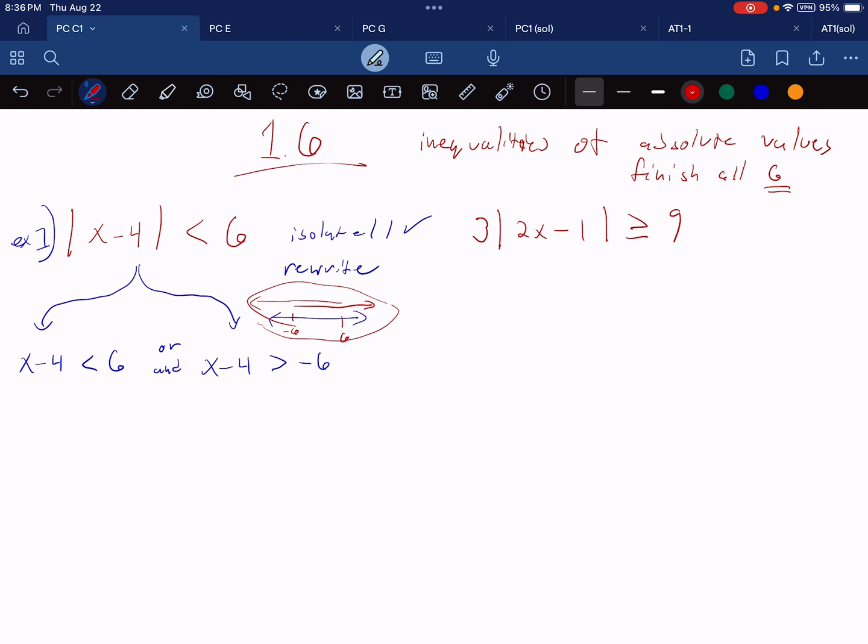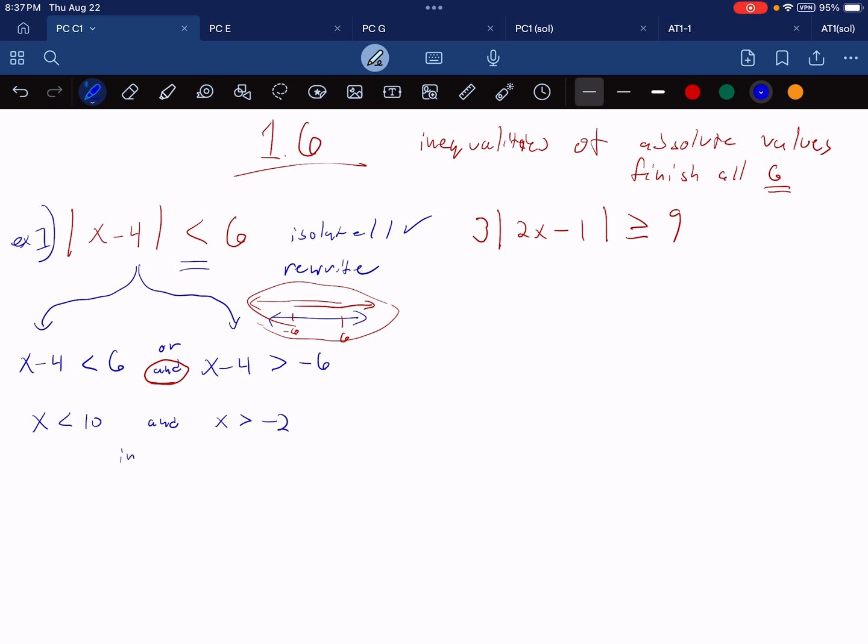So when you have an absolute value less than, what you actually end up having is an and statement. So less thans are and statements. Now we solve this pretty quickly. We just add 4: x is less than 10, and x is greater than negative 2.